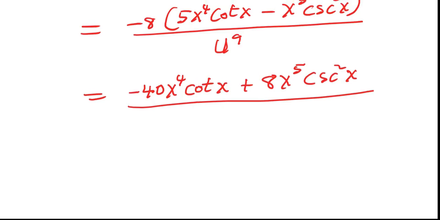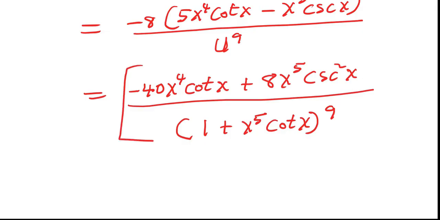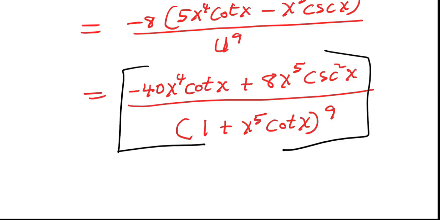So we can now open a bracket: 1 plus x to the 5th power cot x, close bracket, to the power of 9. So this is the answer to this question, and I hope it makes some sense.